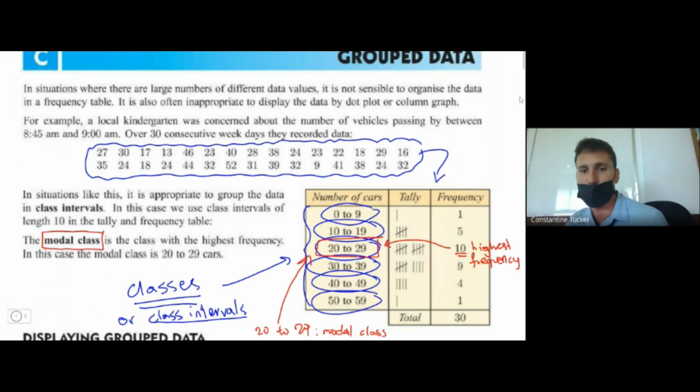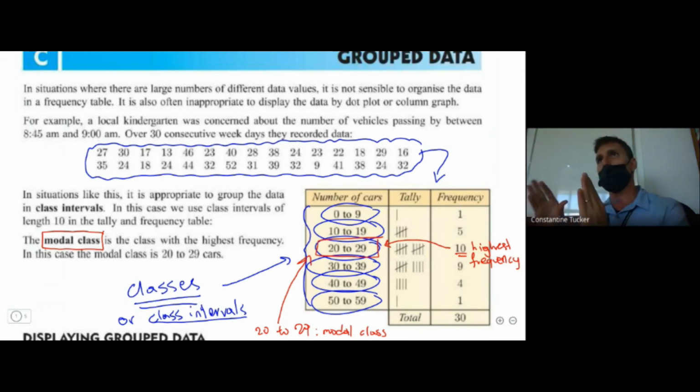Keep this in mind. There is no mode. When you have classes, there is no longer a mode because you don't have numbers. You have classes instead. You have all the numbers between 20 to 29. So that is now kind of like your mode, because you will always have an answer between this and that. You will no longer have just one number anymore.